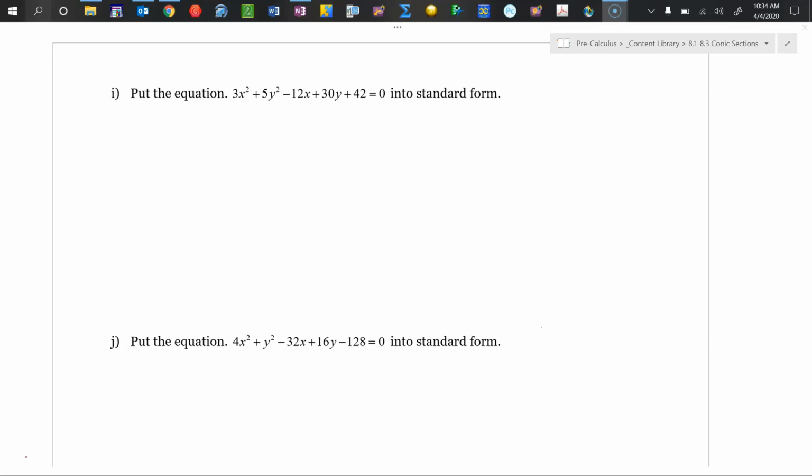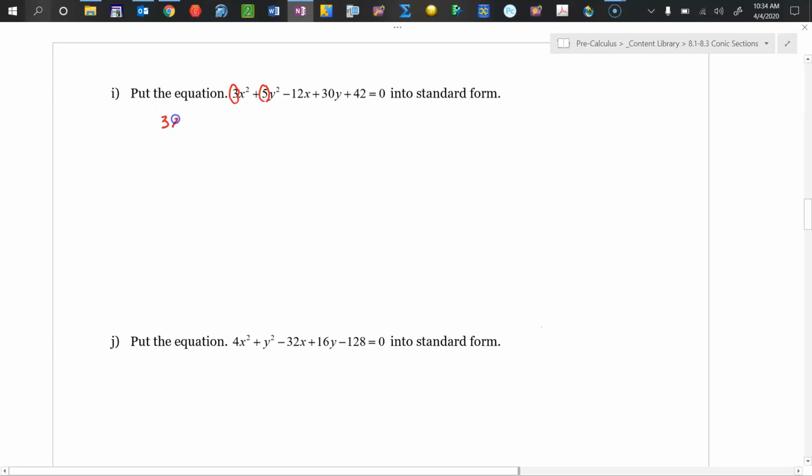So, in problem I, we have to take this general form for an ellipse and put it into standard form. I know that it's an ellipse because the coefficients of the x squared term and the y squared term are both positive but different. To do that, I'm going to have to complete the square. If you recall, one of the things that has to be true when you complete the square is you have to make sure the leading coefficient is 1. So here's how we're going to do that.